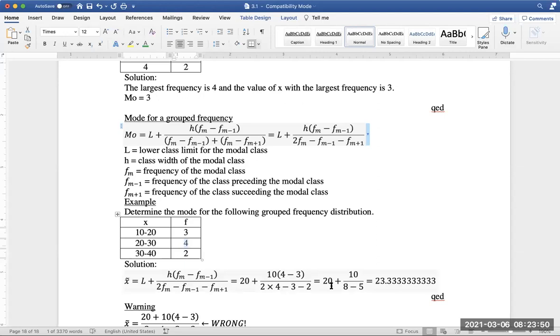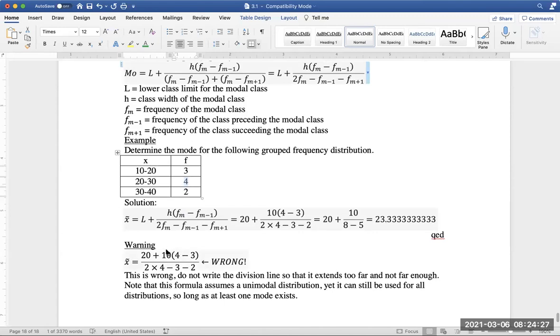And so 20 plus, well, 4 minus 3 is 1. So 10 times 1 is 10. 2 times 4 is 8, minus 3, minus 2, is minus 5. 8 minus 5 is 3. 10 divided by 3 is 10 thirds, plus 20 is 70 thirds, which is 23.33.